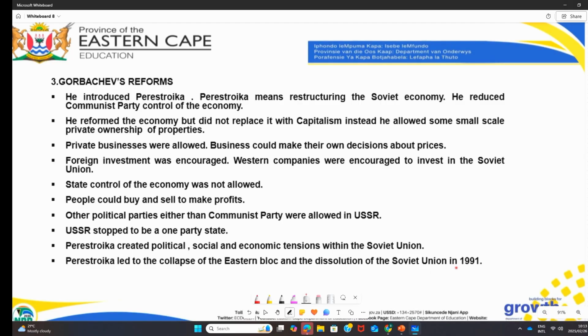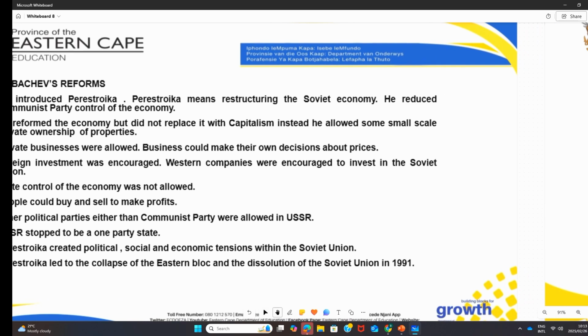Now, Perestroika created political, social, and economic tensions within the Soviet Union. In other words, the reform called Perestroika had undesired consequences. It had undesired results. He had hoped that Perestroika would be successful and improve the economy. But unfortunately, Perestroika led to the collapse of the Eastern Bloc. In other words, it led to the fall of the communist countries in Europe. It also led to the dissolution of the Soviet Union in 1991.